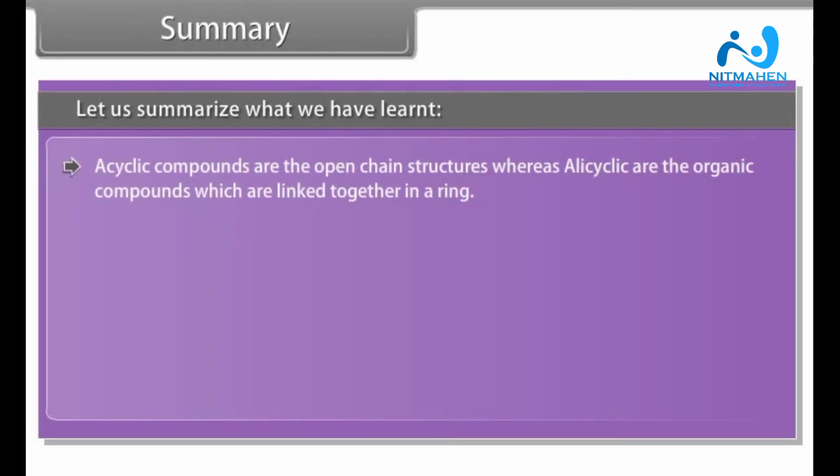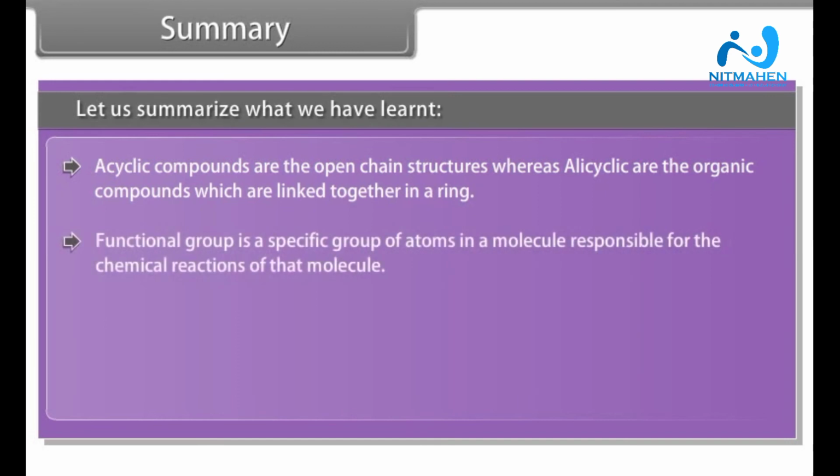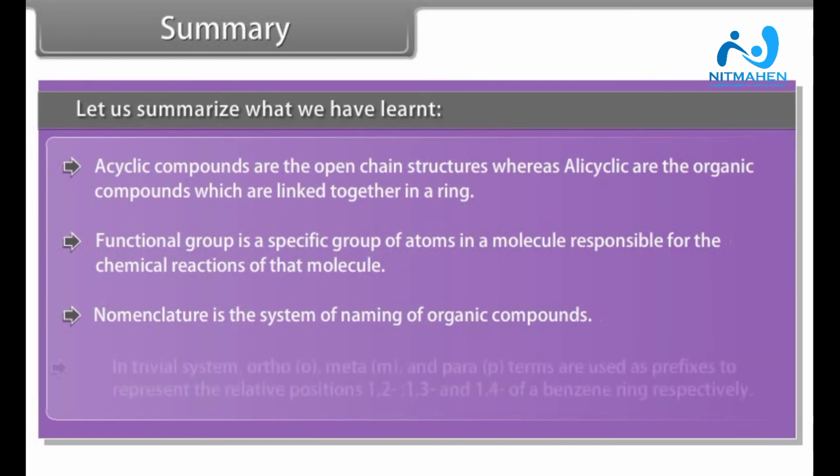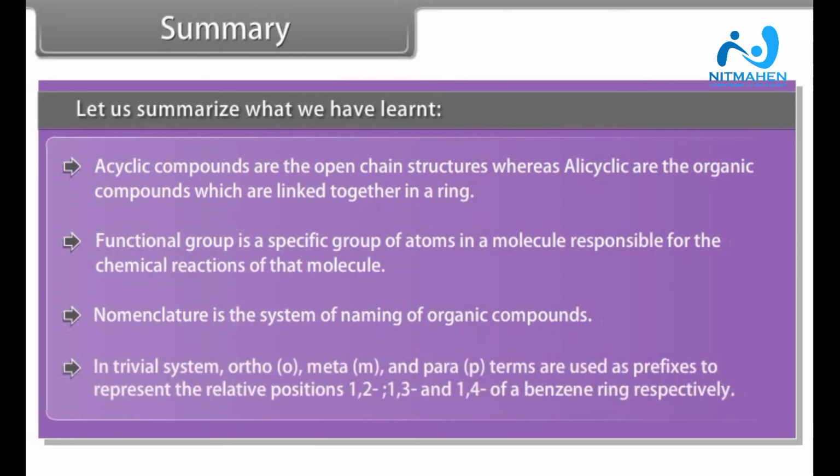Acyclic compounds are the open chain structures, whereas alicyclic compounds are organic compounds which are linked together in a ring. Functional group is a specific group of atoms in a molecule responsible for the chemical reactions of that molecule. Nomenclature is the system of naming of organic compounds. In trivial system, ortho, meta, and para terms are used as prefixes to represent the relative positions 1,2, 1,3, and 1,4 of a benzene ring respectively.